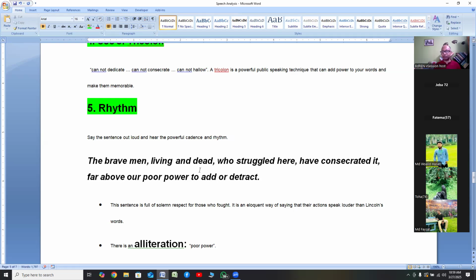Who struggled here have consecrated it far above our power to add or detract. Think of the structure or syntax of this sentence. This is not an ordinary syntax, and you cannot grammatically produce this kind of rhythmic sentence. If you want to produce this kind of sentence, you have to apply some rhetorical devices that we find here.